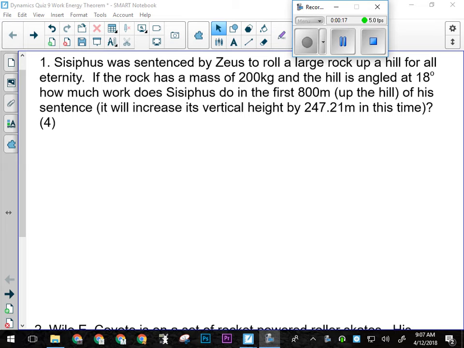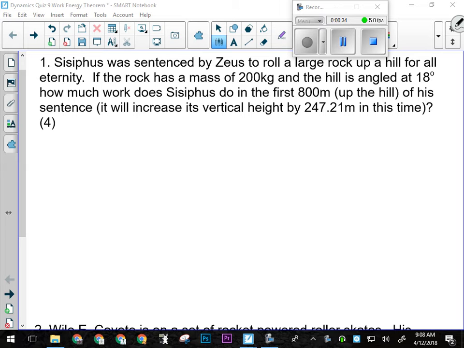Okay, so question number one is about Sisyphus, who's this guy that, well, Zeus kidnapped his wife and then he had the gall to come and try and get her back, so he sentenced him to roll a rock up a hill for all eternity. He was actually in the original Red Bull Gives You Wings commercials, like the very first one, and he was pushing this rock up a hill.